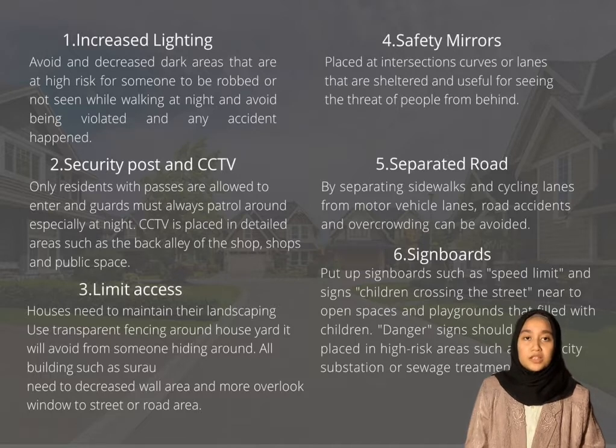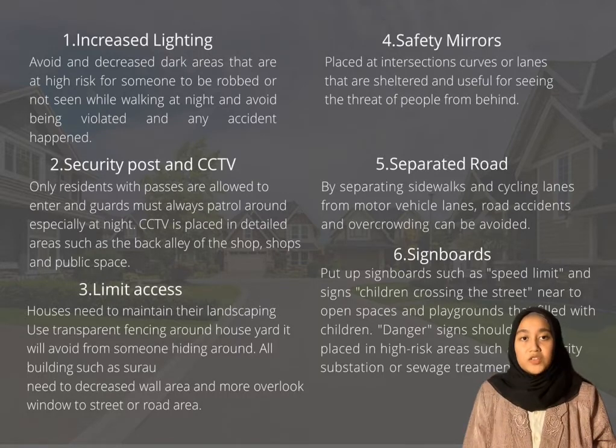Next, limit access. Each house needs to maintain their landscaping and use transparent fencing around the house yard to avoid someone hiding. All buildings need to decrease wall areas and have more windows overlooking the street and road.